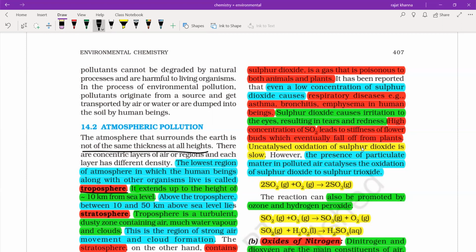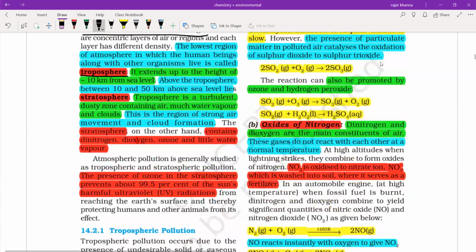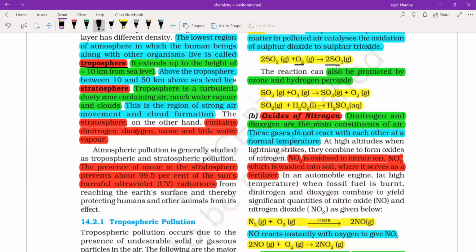Uncatalyzed oxidation of sulfur dioxide is slow. However, the presence of particulate matter in polluted air catalyzes the oxidation of sulfur dioxide to sulfur trioxide. So, sulfur dioxide with oxygen forms sulfur trioxide, also promoted by ozone and hydrogen peroxide.